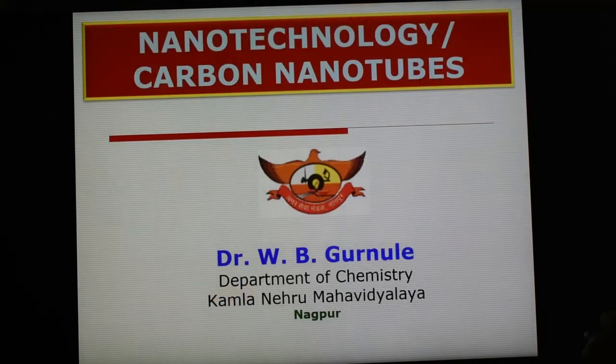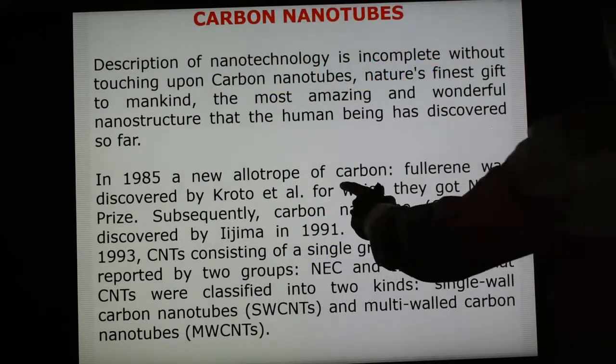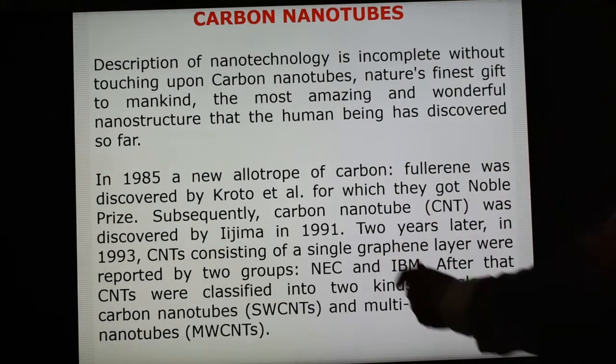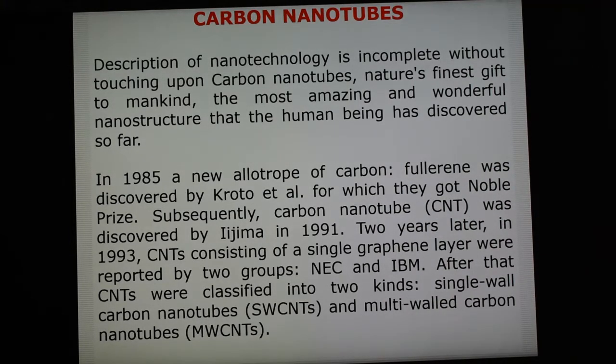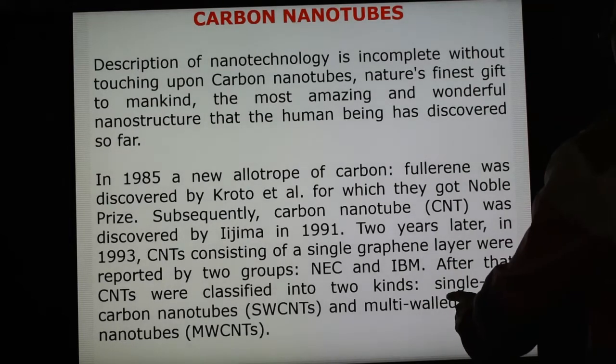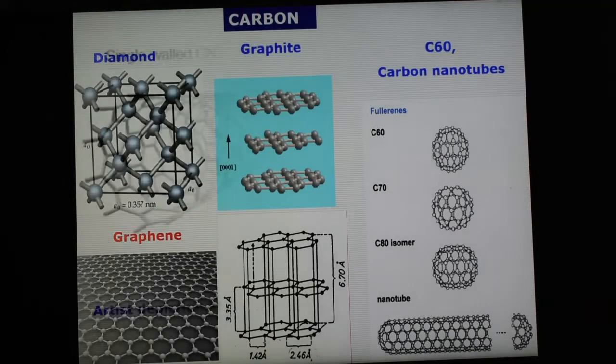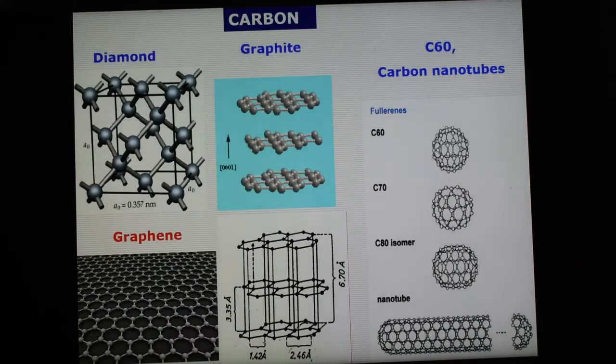Here the different allotropes of carbon are shown. Fullerene, graphene and carbon nanotubes are different allotropes of carbon which contain only carbon. In the case of carbon nanotubes, it may be single walled or multi-walled. In the next slide it is shown that the different allotropes of carbon, here diamond, graphite, graphene in layer sheets, network sheets, and C60 is a fullerene. C60, C70 or C80 are the different structures.